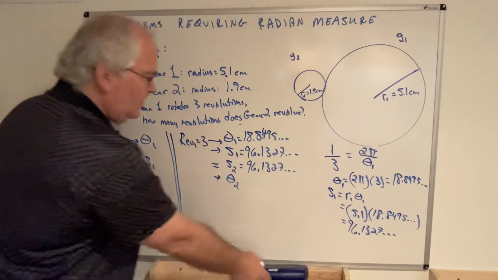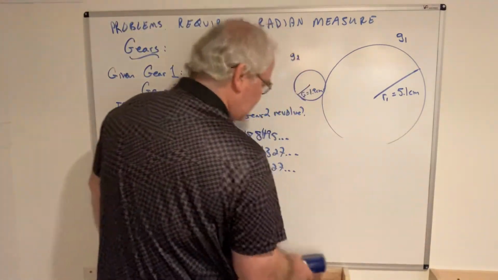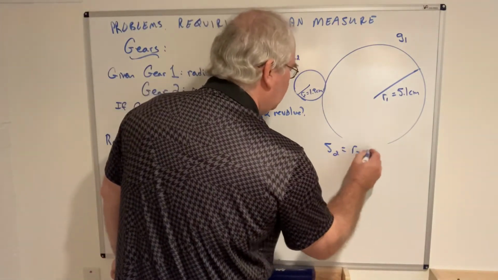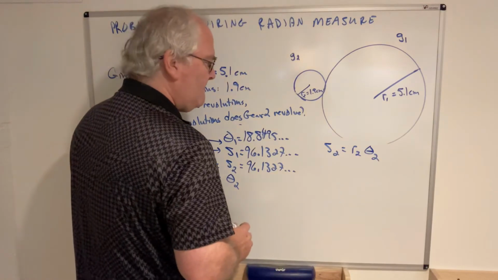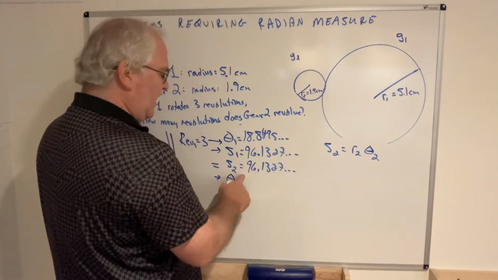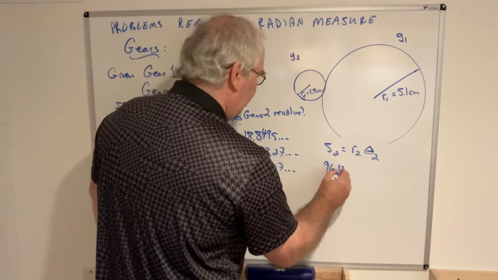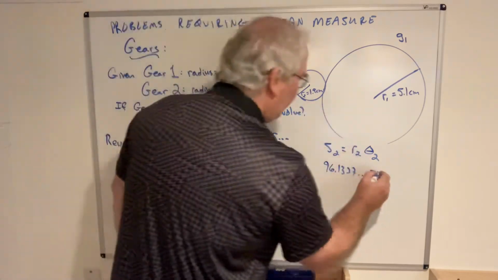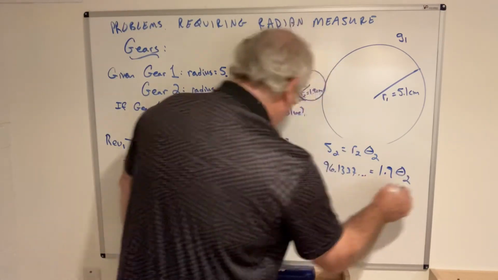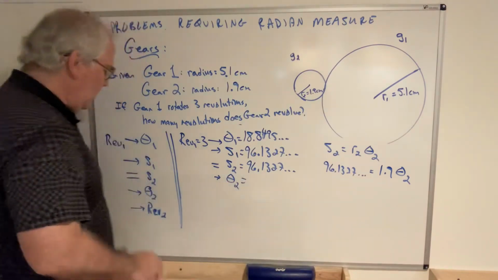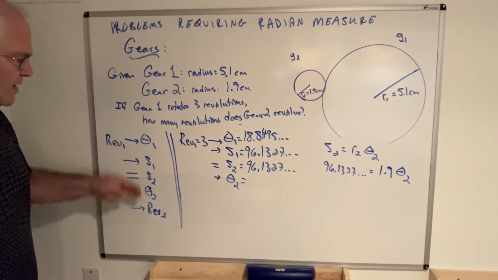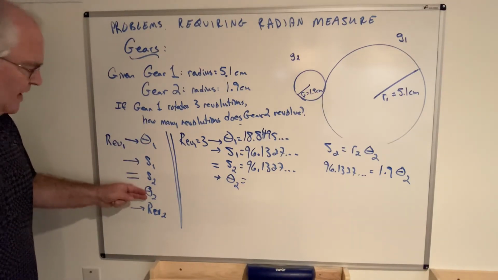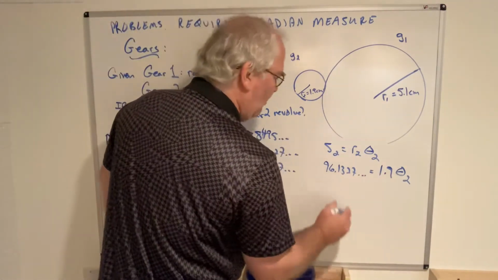Now, of course, you would just continue on your paper. I'm running out of space here, so I'm going to erase this and continue on my space here, because we have S2 is equal to R2 theta 2. And we know what S2 is. That's the 96.1327, the number we have in our calculator, is equal to R2, which is 1.9, and theta 2 is what we're looking for. We know that because we're just following our little method here. We found theta 1, we found S1, we found S2, now we need to find theta 2. So divide both sides by 1.9.